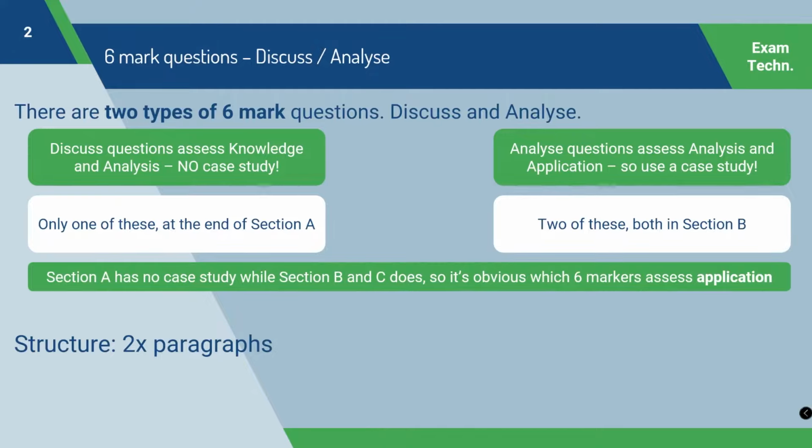Now, that bit is the easy bit. Just make sure you remember that in the analyze questions, you need to be using quotes, you need to be demonstrating application, and in terms of structure, we just want 2 paragraphs here. Mike, you can do it a different way, can't you? But we typically always get our students to do it in 2 paragraphs.